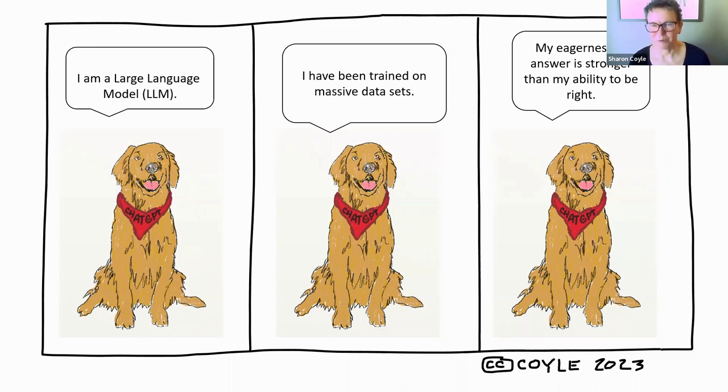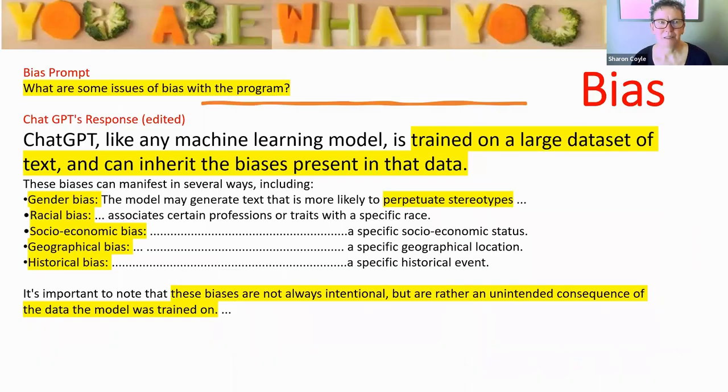But yeah, so that's the problem with the witty storyteller. There's also problems of bias. Like anything that we're reading, even in print sources, but I think the internet magnifies bias. So what are some of the problems with bias in the program? It's trained on a data set where there are biases present in the data. So then it's perpetuating those stereotypes of gender bias, racial bias, socioeconomic bias, geographical bias, historical bias.